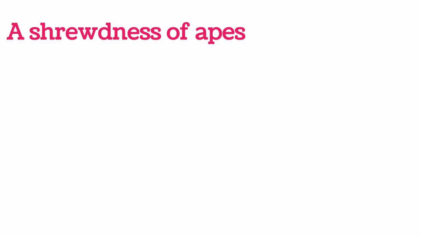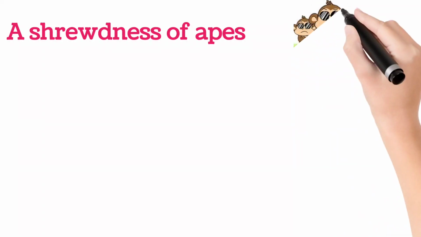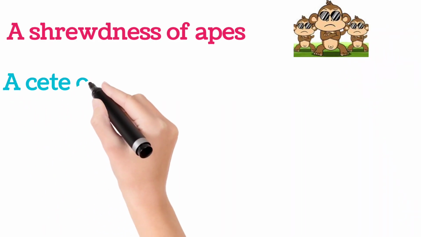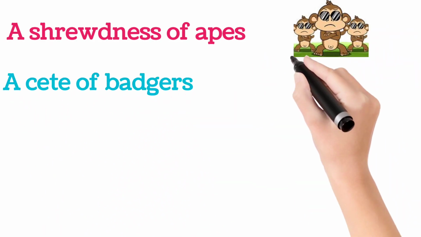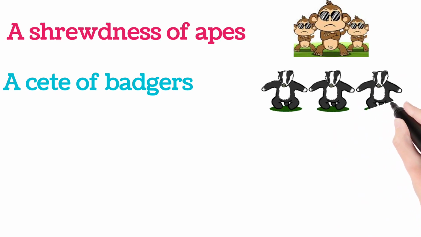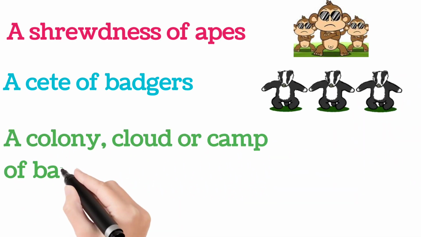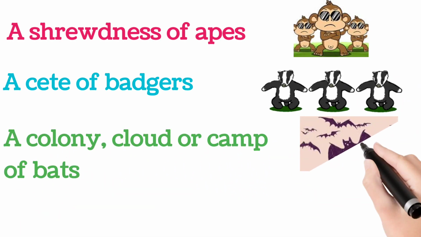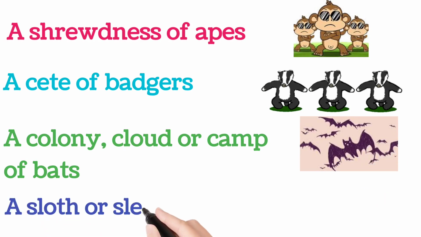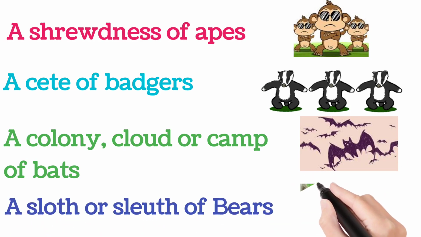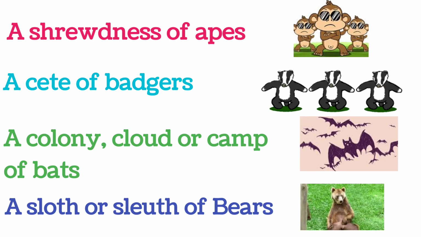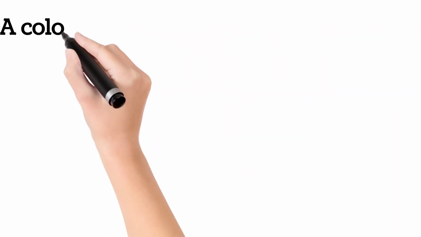A shrewdness of apes. Here is the picture of apes. A seat of badger. Here you can see the badger. A colony, cloud or camp of bats. These are the bats. A sloth or sleuth of bears. Here the shrewdness, seat, colony, cloud, camp are the collective nouns.